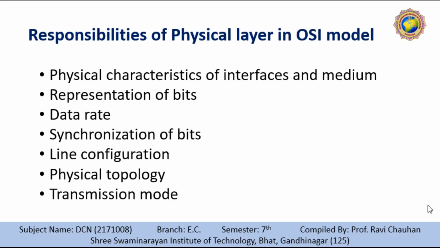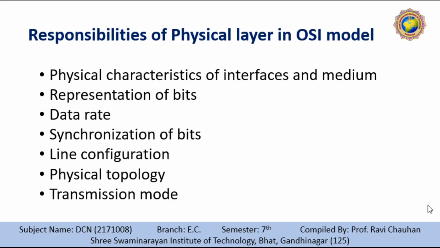I think you have a brief idea about each and every topology, so we are not discussing each and every topology right now. Next is transmission mode. The physical layer also defines the direction of transmission between two devices: simplex, half duplex, or full duplex. As you know, simplex, half duplex, and full duplex each have different characteristics.